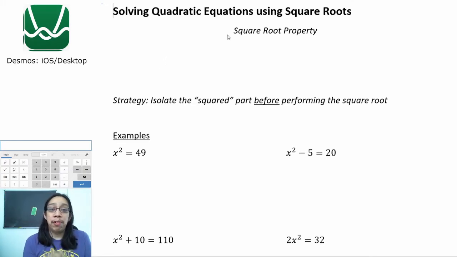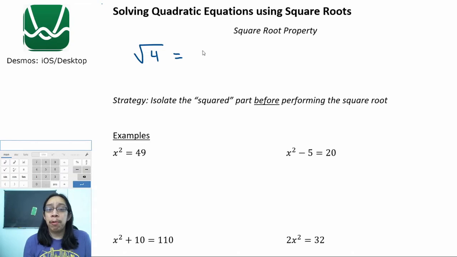Now, in order for you to be successful with this, we have to use a very important property in algebra, and it's called the square root property. So what does the square root property say? It basically says that when you take the square root of a number, like let's say the square root of 4, you're actually going to get two answers off of this.